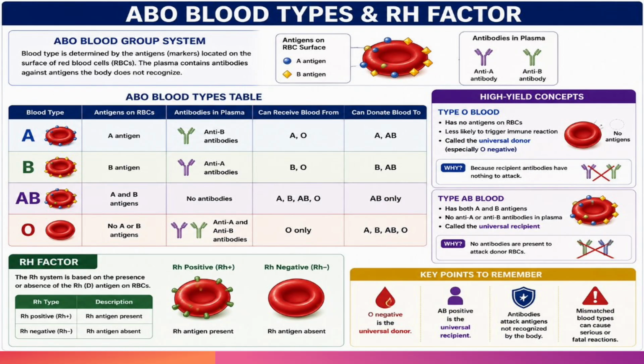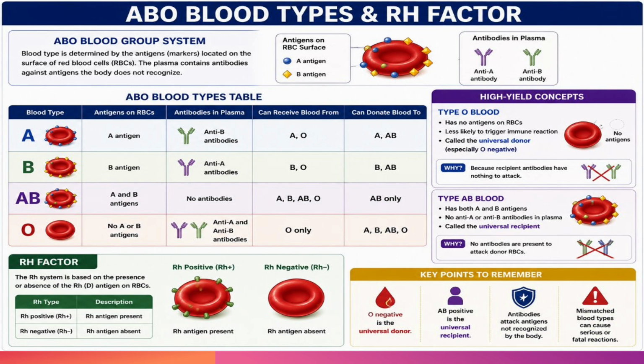Type A blood has A antigens and B antibodies. Type B has B antigens and A antibodies. Type AB has both antigens, but it has no antibodies. That means it's the universal recipient. So you can give them whatever kind of blood, and they're basically the universal recipient.